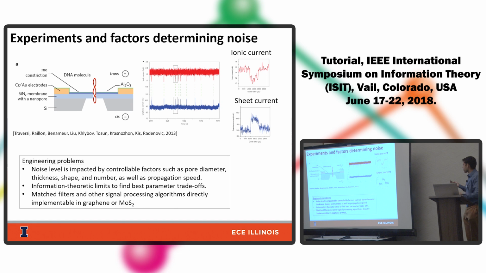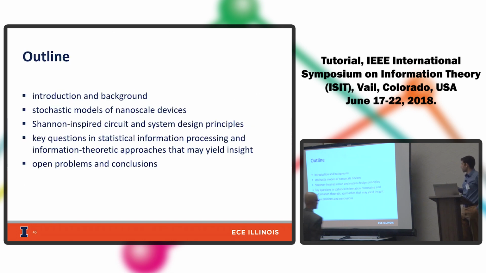Okay. And so now one can define information theoretic limits to find the best parameter trade-offs among all these design parameters like the diameter, thickness, shape, number, and so on. And further, we can take matched filtering and other signal processing algorithms for decoding these currents and implement them directly in graphene or MoS2. And that's really nice because now we have a single device that does not just the physical sensing, but also the signal processing itself. And so we can get this to feed into the larger computing systems that we want to build. Okay, so I'll pass it back to Naresh to talk about some further circuit and system design principles.